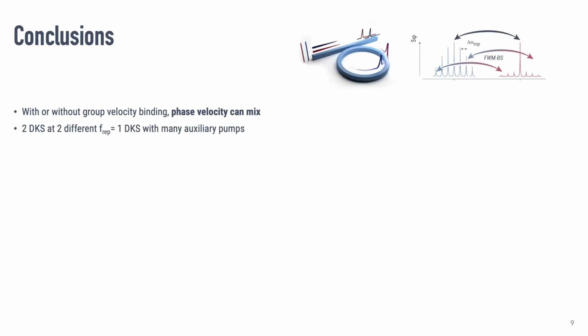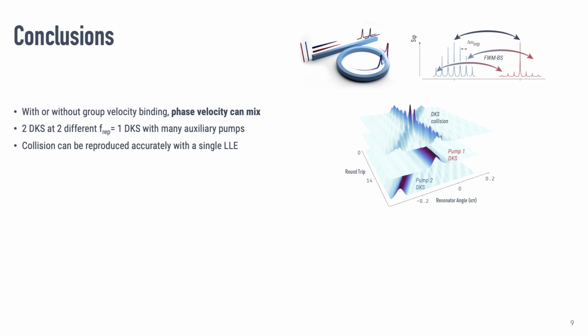And so with that, I hope I convinced you that the phase velocity can mix not only when you have group velocity binding, but basically all the time. That means you need to take it into account, and if you introduce multiple pumps, you're going to have phase velocities that happen, and you can harness it in many different ways. I hope I convinced you also that two DKS at two different FREP is essentially the same as one DKS with many auxiliary pumps. And that means you can scale it up very easily if you want to inject multiple pumps.